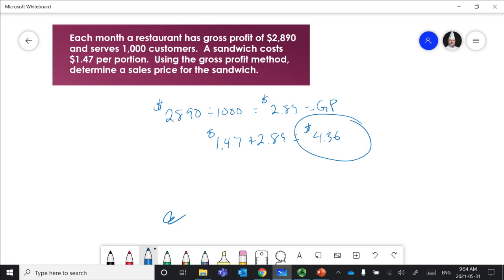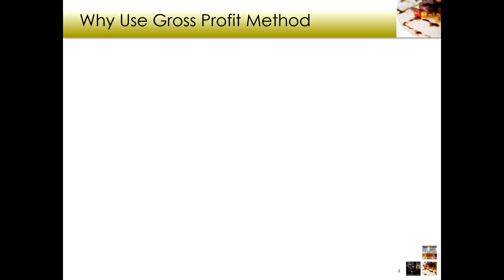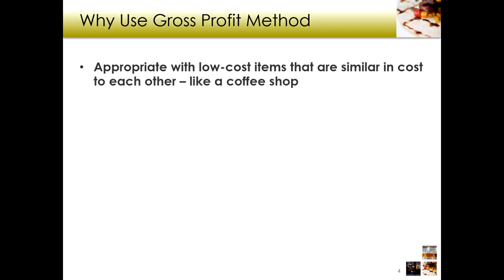So why do we use the gross profit method? Well, it's appropriate for low cost items that are similar in cost to each other, like in a coffee shop, right? Food cost on a muffin is 25 cents. If we set a food cost percent even at 25%, we're going to sell a muffin for $1 and make 75 cents for every muffin we sell. It's going to take a lot of muffins to pay our rent. So we need higher profit margins as a percentage for coffee shops because we need to work on volume, and we can't base them off our food cost percentage because we're not going to make enough physical dollars to pay those big expenses, right?